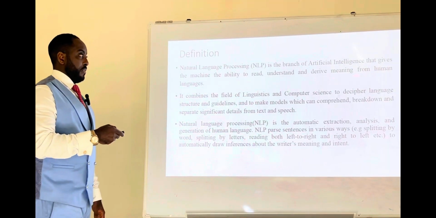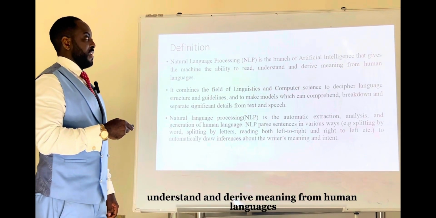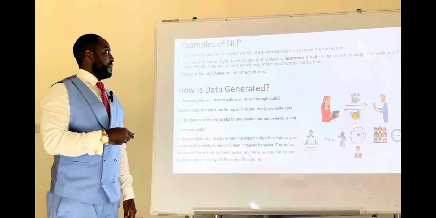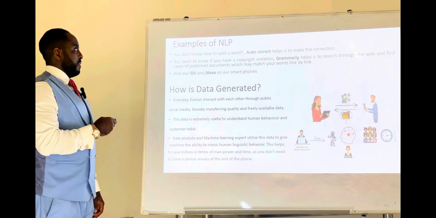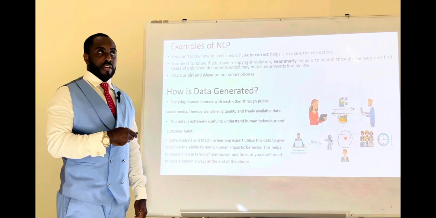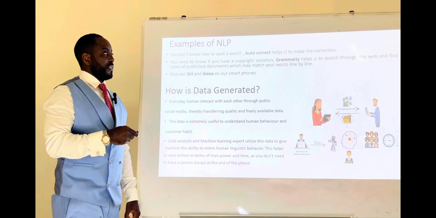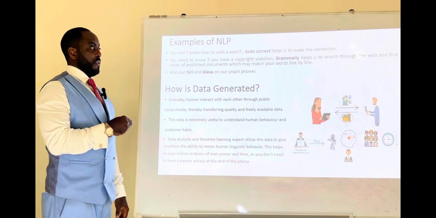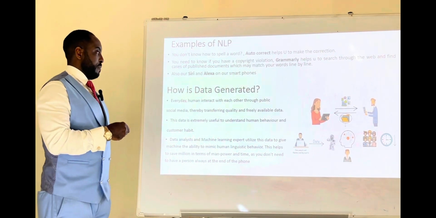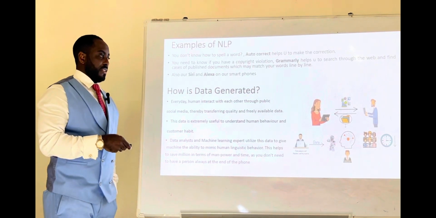Again, I have the definition as the branch of artificial intelligence that gives the machine the ability to read, understand, and derive meaning from human languages. What are the steps involved in natural language processing? First, examples of natural language processing. You don't know how to spell a word, autocorrect, like I said, helps us in our Word document. You need to know if you have a copyright violation, Grammarly helps us to search through the web, etc. Then our Siri or Alexa on our smartphone, that is natural language processing. I said that before. How is data generated from our everyday activity, from social media, and all that? That's how we get this data.